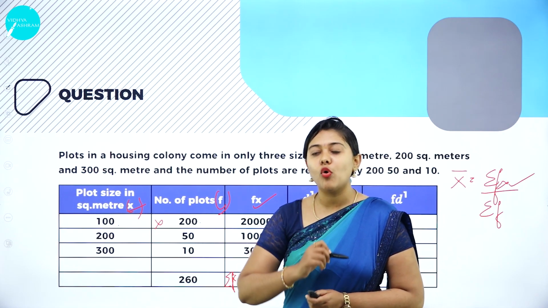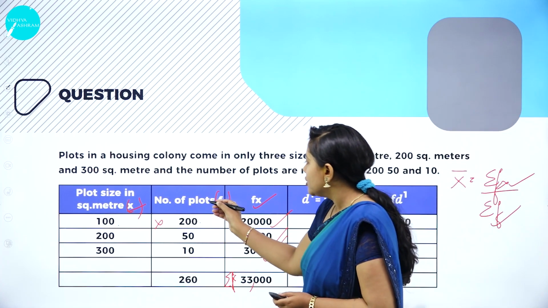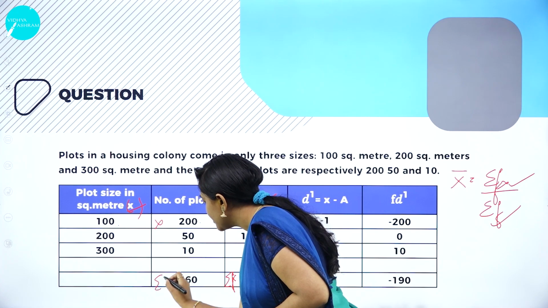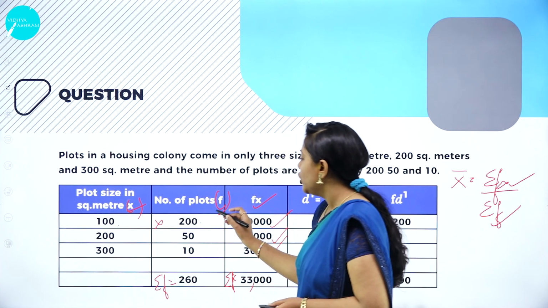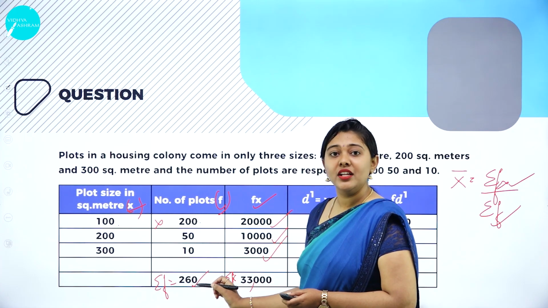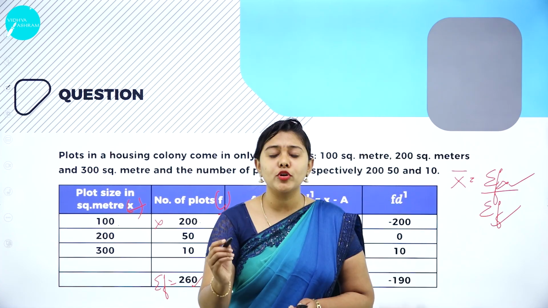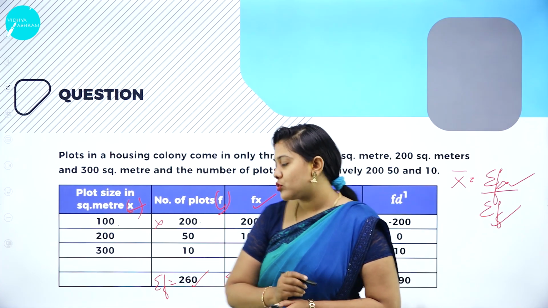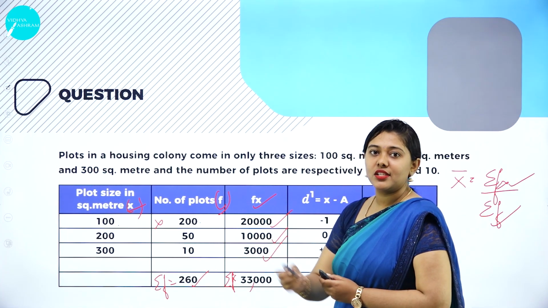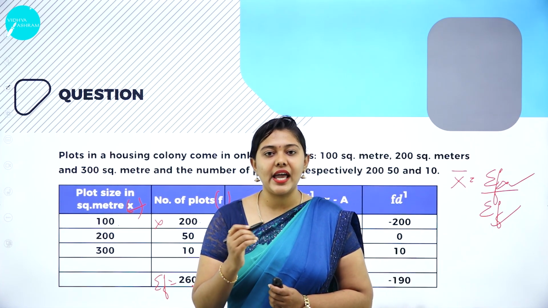Now again, what do you want? You want sigma f. So how do we find sigma f? The total of f is sigma f. Sigma f is equal to 200 plus 50 plus 10, which is 260. So as per your direct method formula, you substitute the values: 33,000 divided by 260, and you will get the mean answer under the direct method.